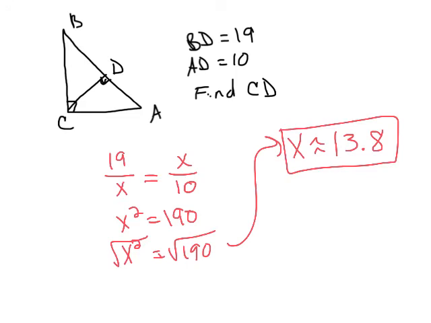Now there'll be other cases where the mean proportional is not what you're looking for, but the setup is the same. So if you have an altitude, the altitude is going to go in the mean proportional space, and the hypotenuse segments will go in the other places. And then it's always an issue of cross-multiplying and solving. So we will work more of those examples in class tomorrow.